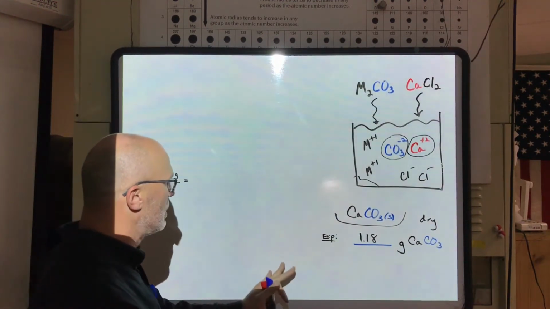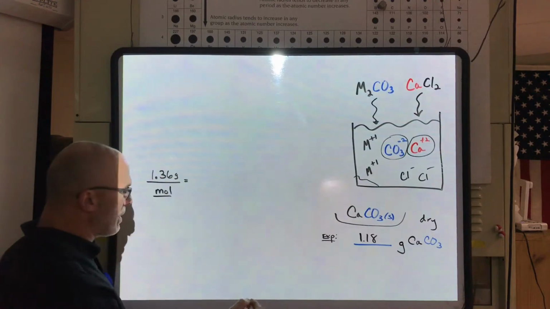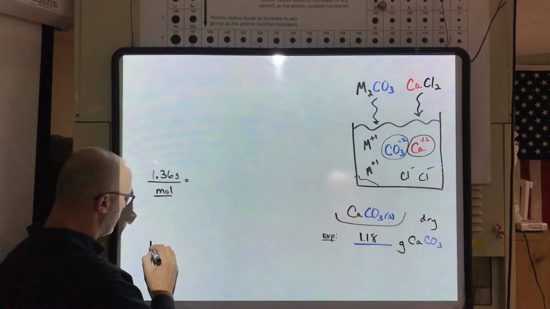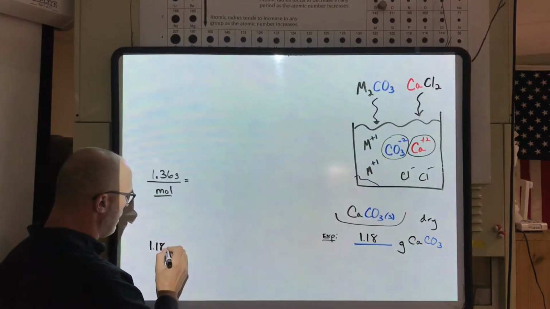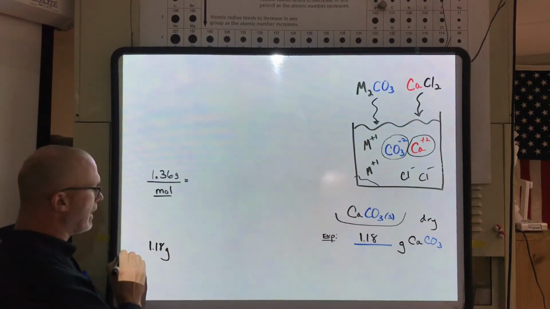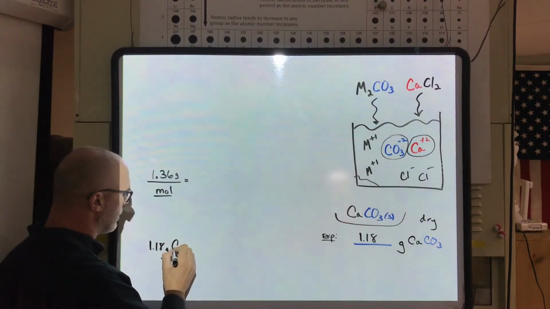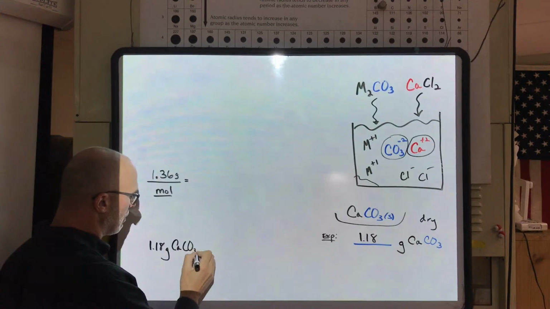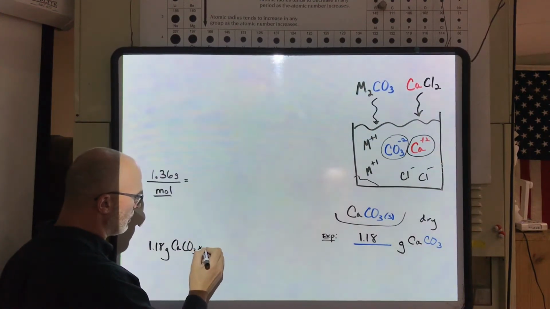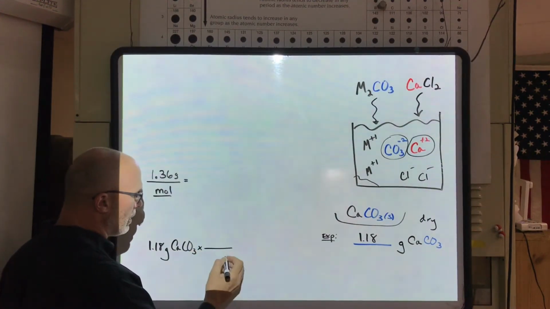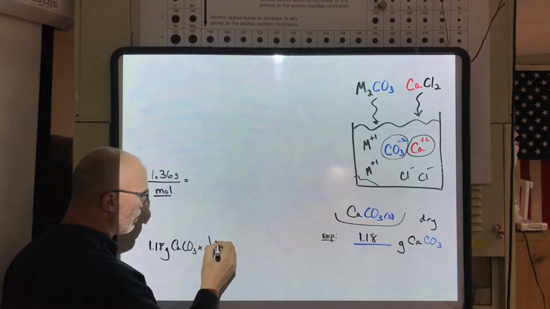And I'm gonna write this, okay, right here. So I'm gonna take my 1.18 grams of my calcium carbonate, and I'm gonna convert to moles. All right, and so grams equals 1 mole.